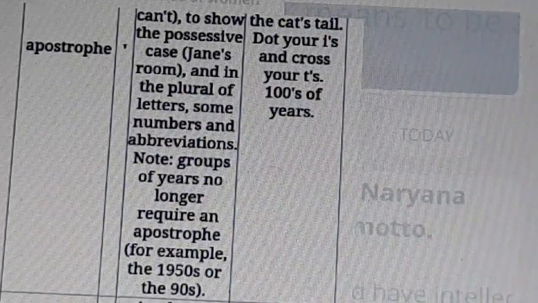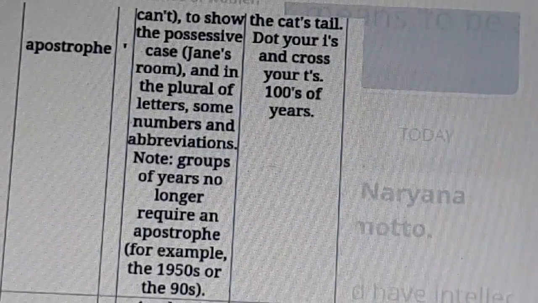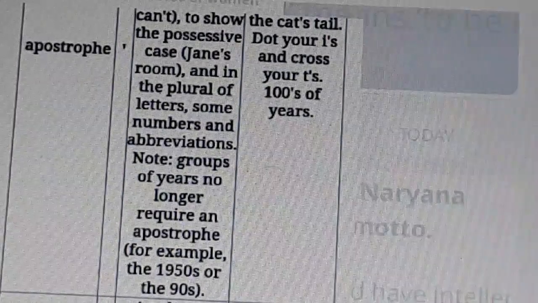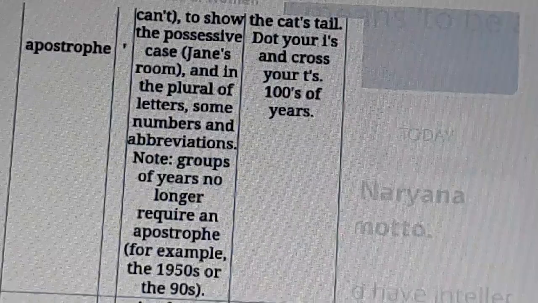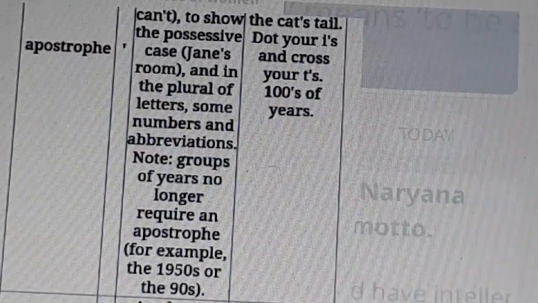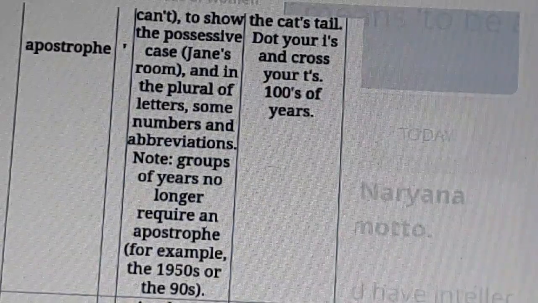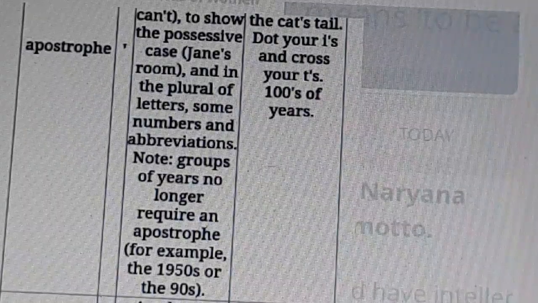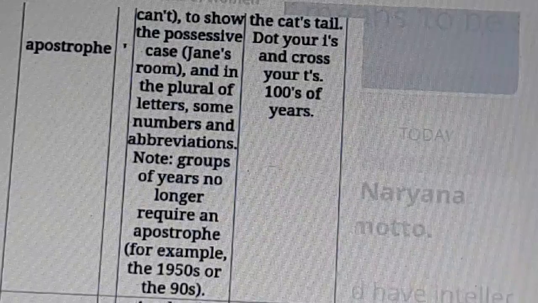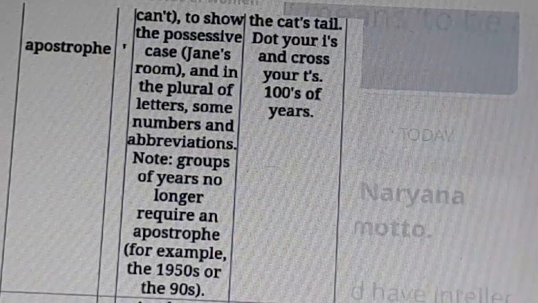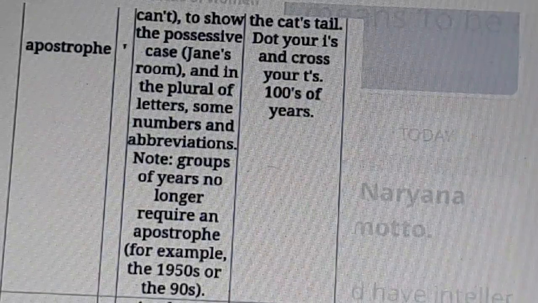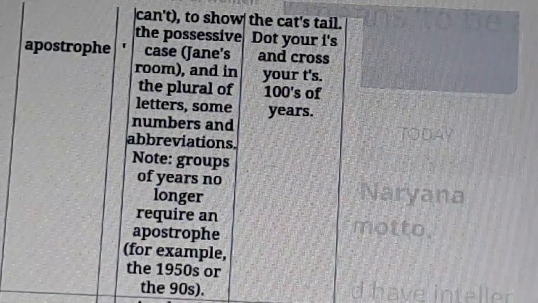Groups of years no longer require an apostrophe. For example, the 1950s and 90s. Cat's tail. Here the tail is of the cat. Dot your I's and cross your T's. Hundreds of years. Here we put the apostrophe after 100.